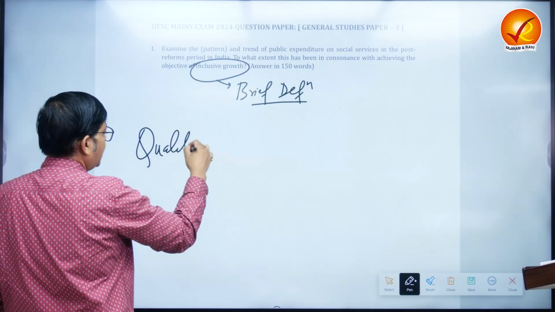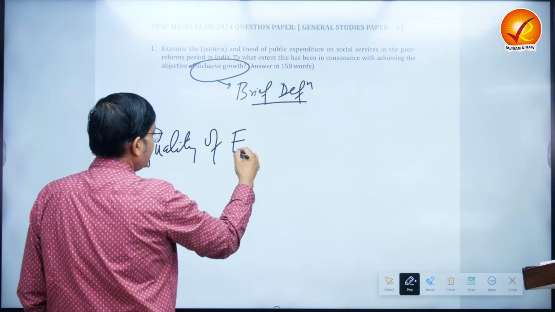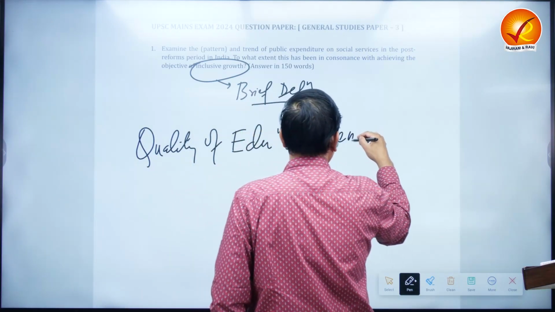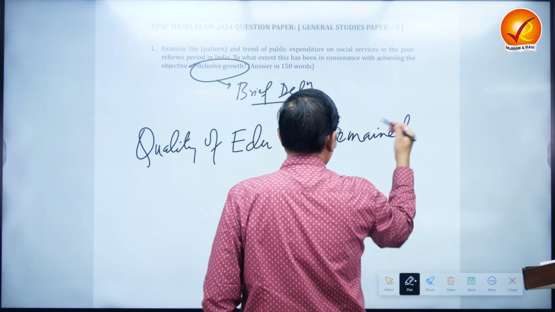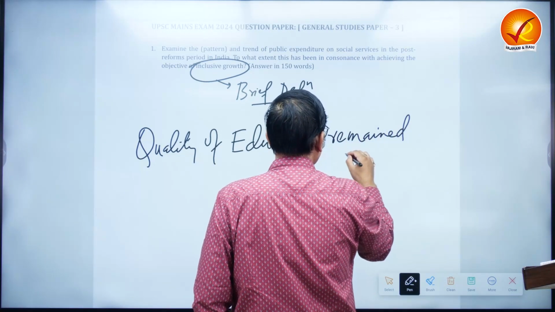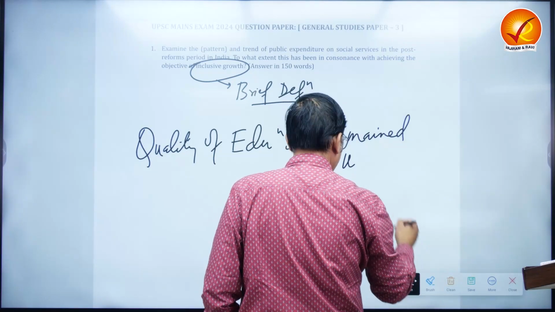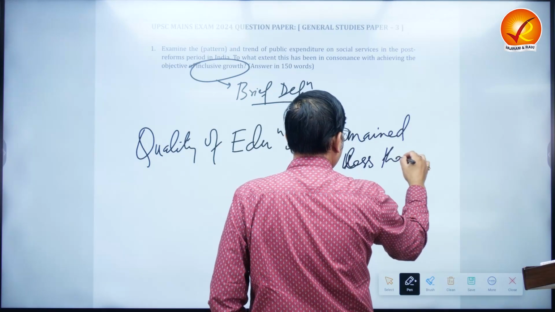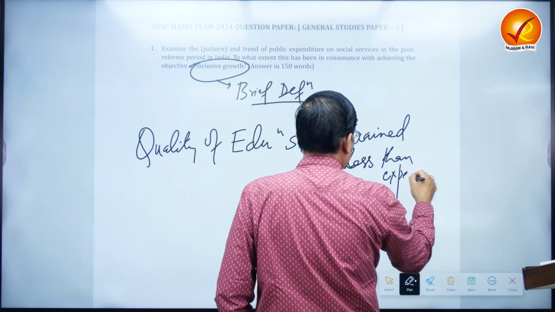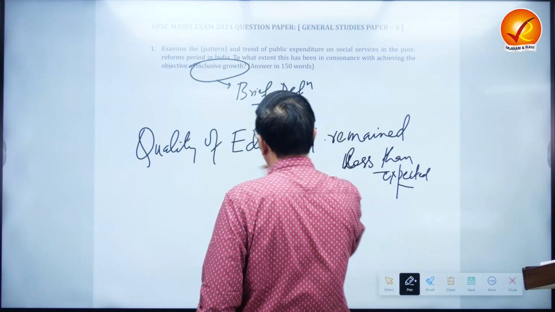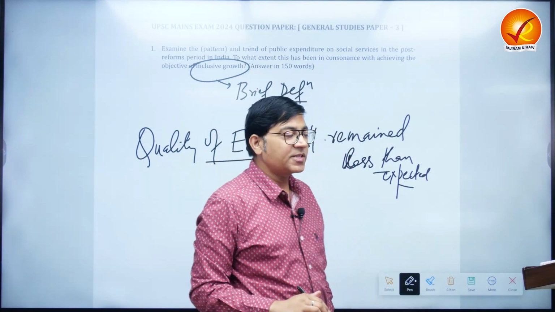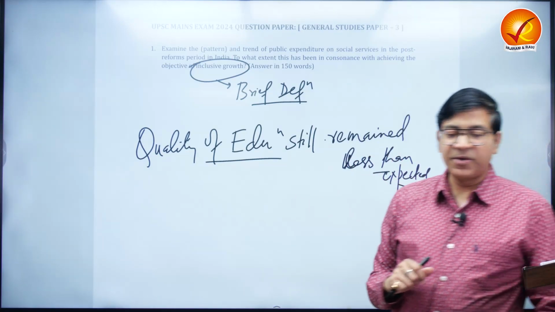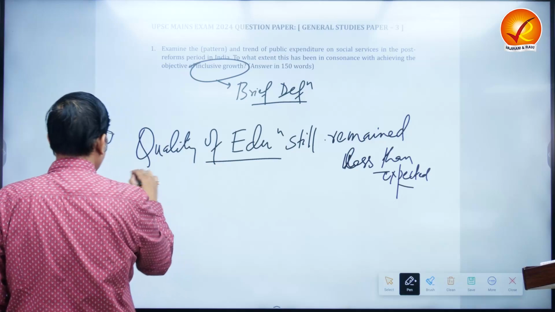Like quality of education still remained, if not dismal, you can say it was less than expected. I'm sure you have read a number of surveys related to the quality of education in India, which repeatedly says that. Then you can also talk about inter-regional disparities still remain.